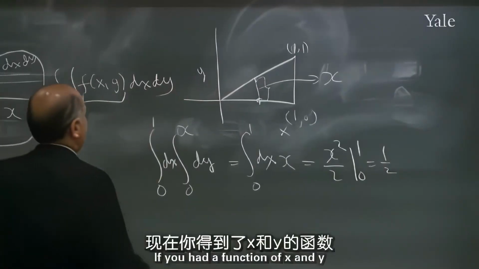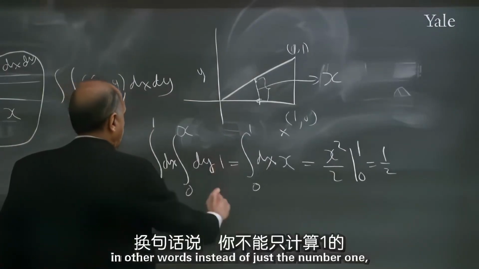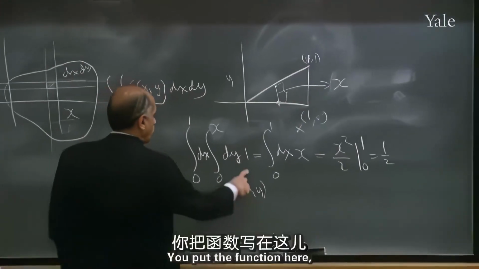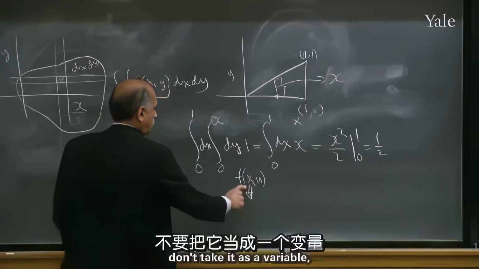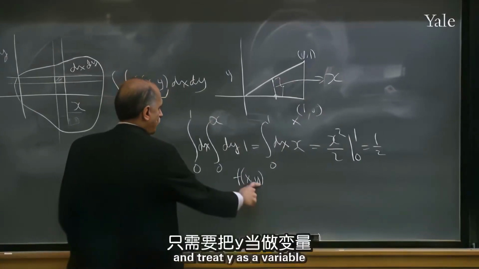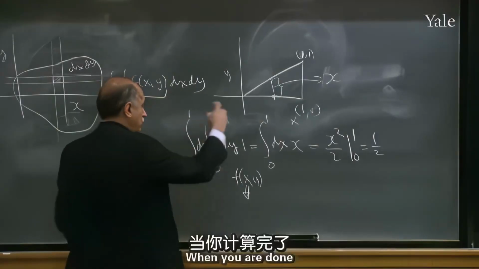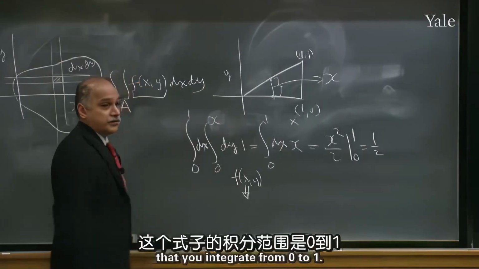If you had a function of x and y you wanted to integrate, in other words, instead of just the number 1, if you had a function of x and y, the rule is the following. You put the function here and put x equal to fixed value. Don't take it as a variable, and treat y as a variable and do dy from this limit to this limit. When you're done, you'll get some mess that depends only on x, that you integrate from 0 to 1.